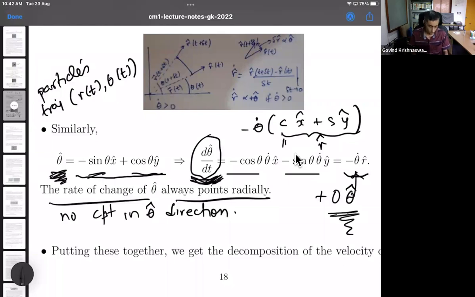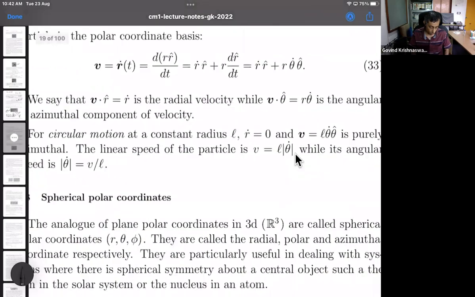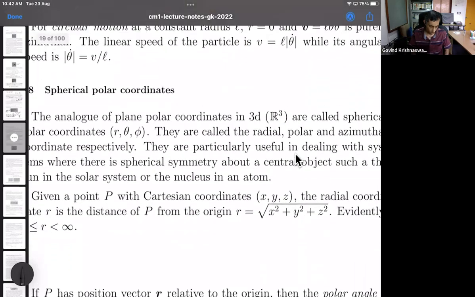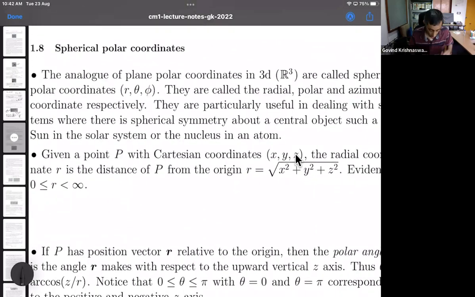So you can do a similar calculation for dr hat dt. I will leave that as an exercise for you in the homework. All right. Any questions about how one proceeds?